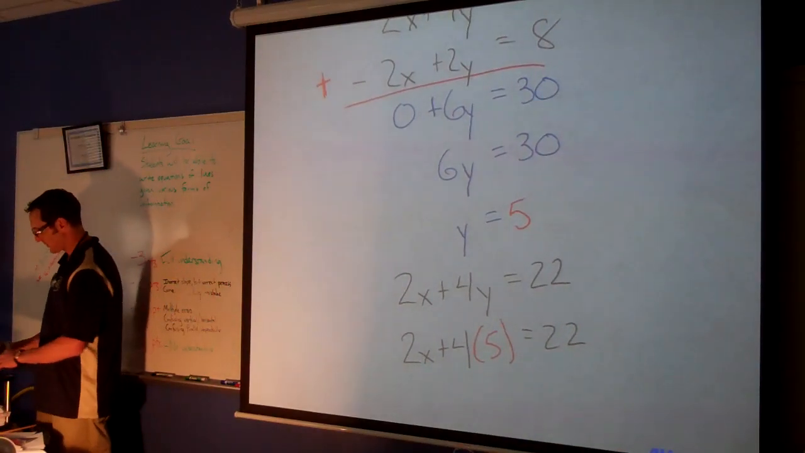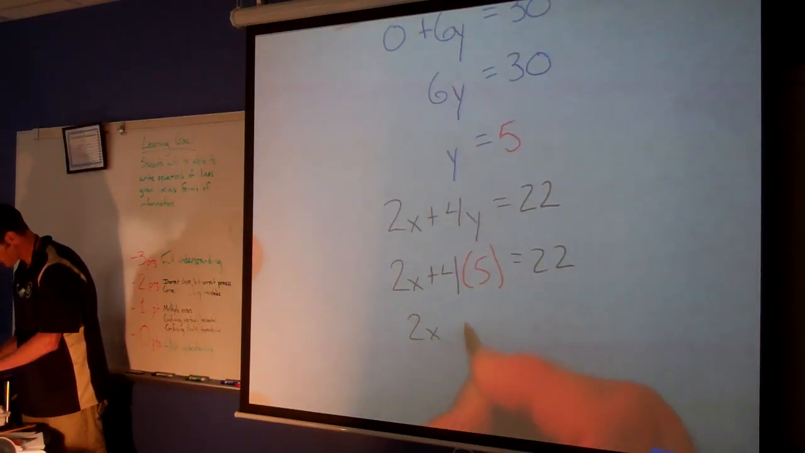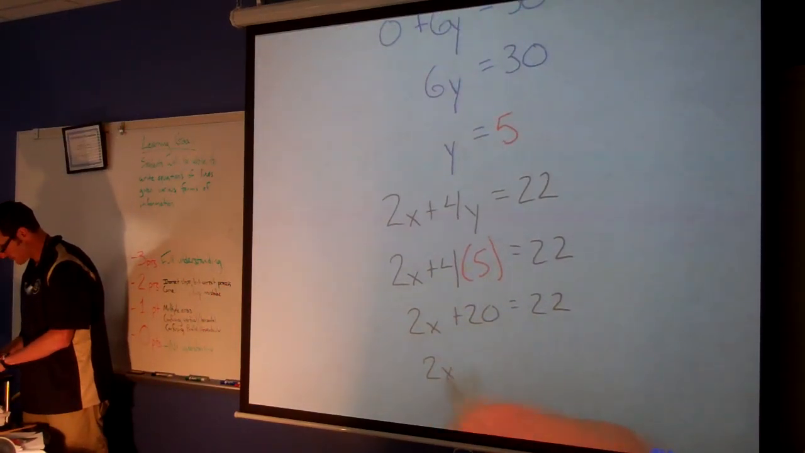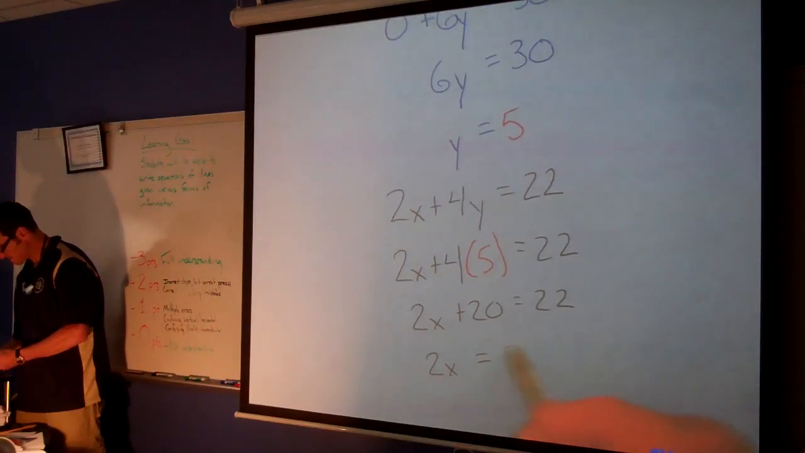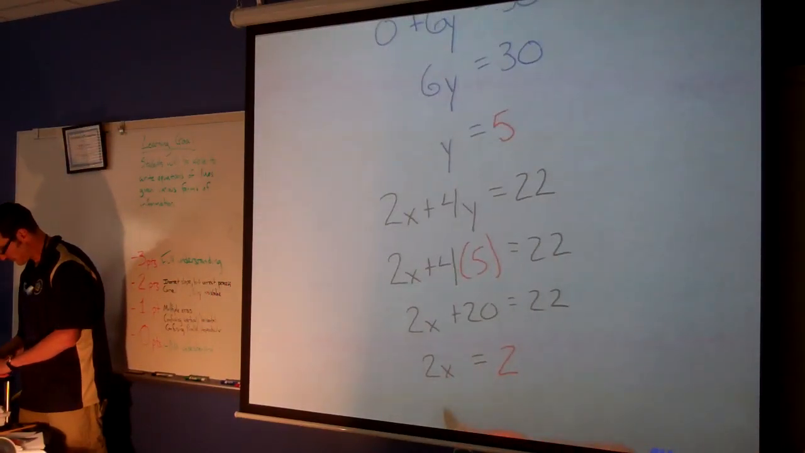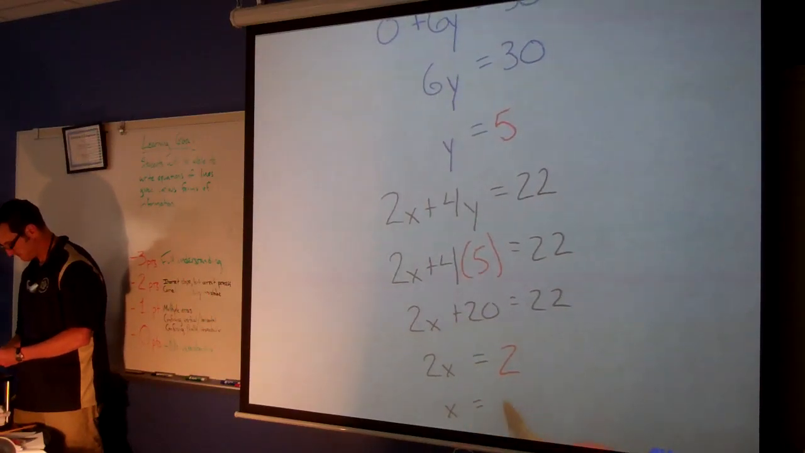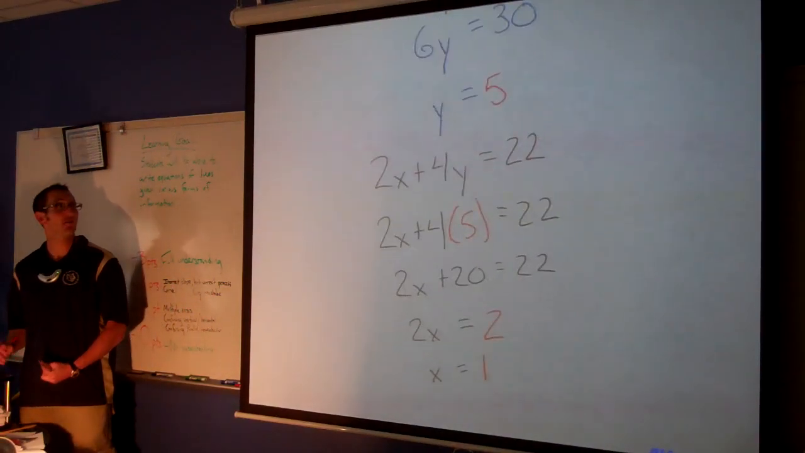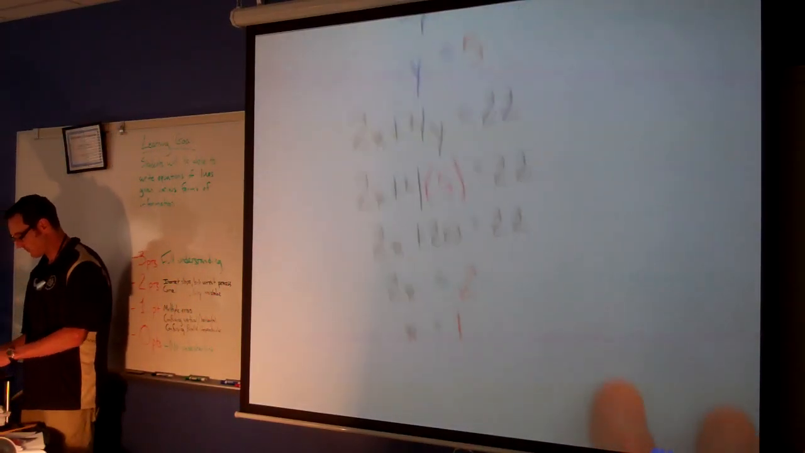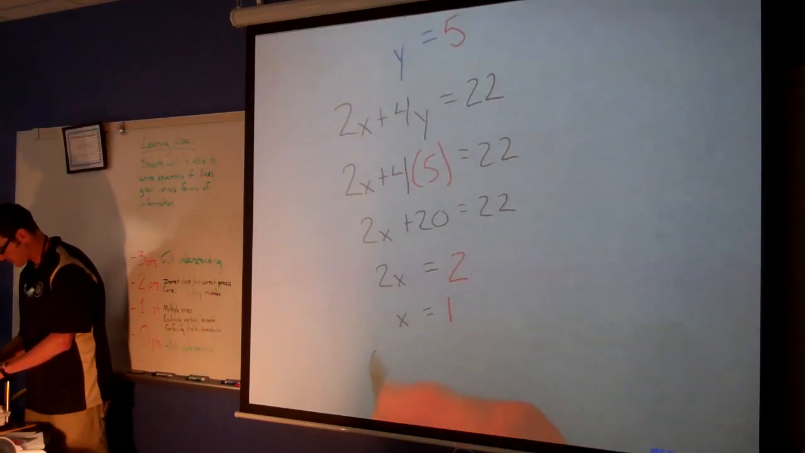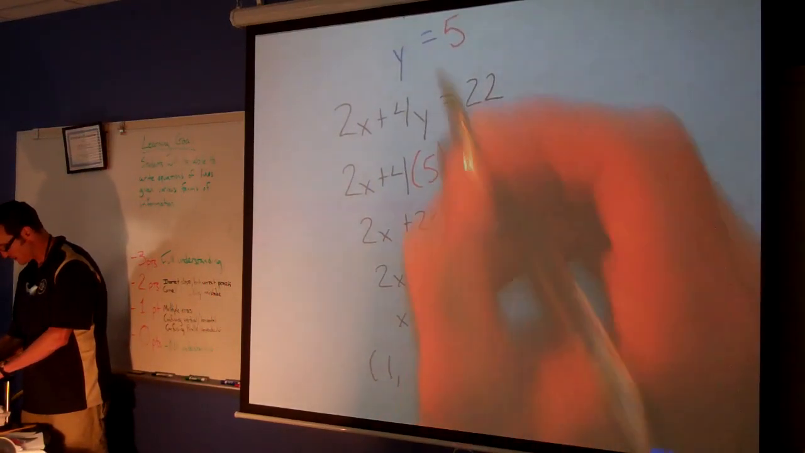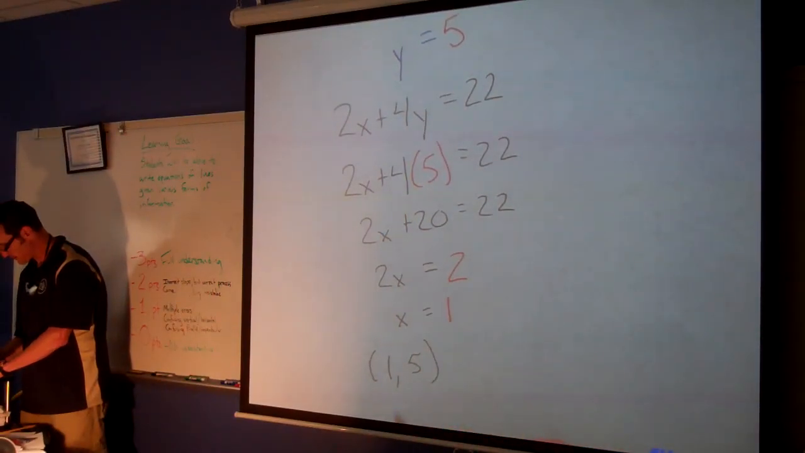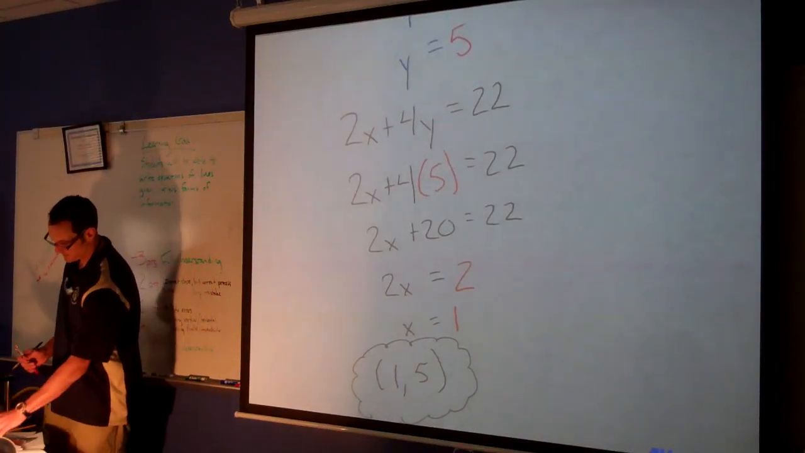And now I'm ready to solve for x. 4 times 5 is 20. And now I will subtract 20 on both sides. And now I will divide both sides by 2. So x would equal 1. So I've been able to solve my equations, find out what the value for x and y is, and now I list it as an ordered pair. The x-coordinate is 1, the y-coordinate is 5. And there is the ordered pair where the two lines cross. And that is my second example.